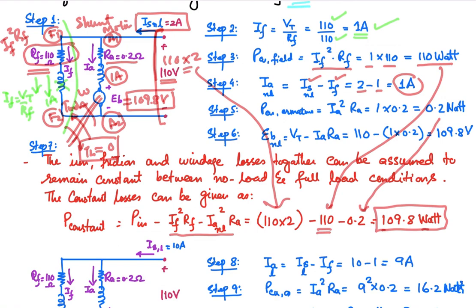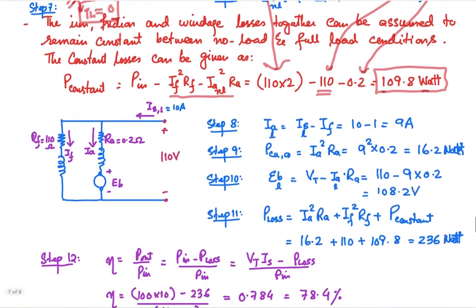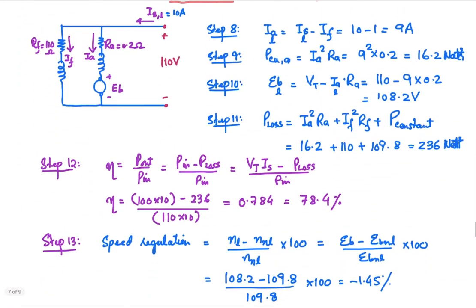Okay, now let's take the second part. If you look at the statement, now the load is increased and the supply current is going to become 10 ampere at a certain load. So we need to look at what the new set of losses will be at this operating condition. The equivalent circuit is going to remain the same. So now we are going to recalculate some of the things.